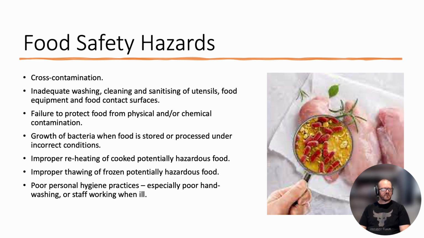A list here of the main types of food safety hazards. Cross-contamination. Cross-contamination happens when maybe fish juice mixes with chicken juice, maybe cooked chicken juice mixes with raw chicken juice. It's that sort of point, which is cross-contamination. Okay, it's when food that shouldn't be mixed mixes.